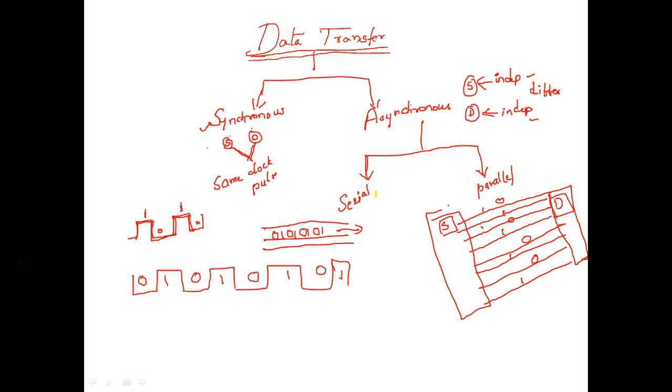We are mainly concentrating on asynchronous data transfer in our syllabus. Fine. When we transfer the data in asynchronous mode, there are two ways of transferring it. We can transfer the data serially, or we can transfer the data in parallel mode. Parallel mode means from the source to destination we have a number of lines, as I have represented over here. Each line carries 1 bit of data.